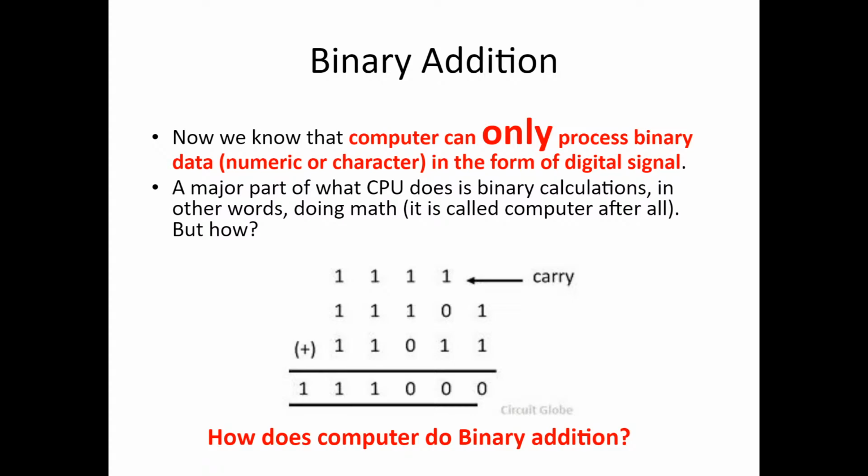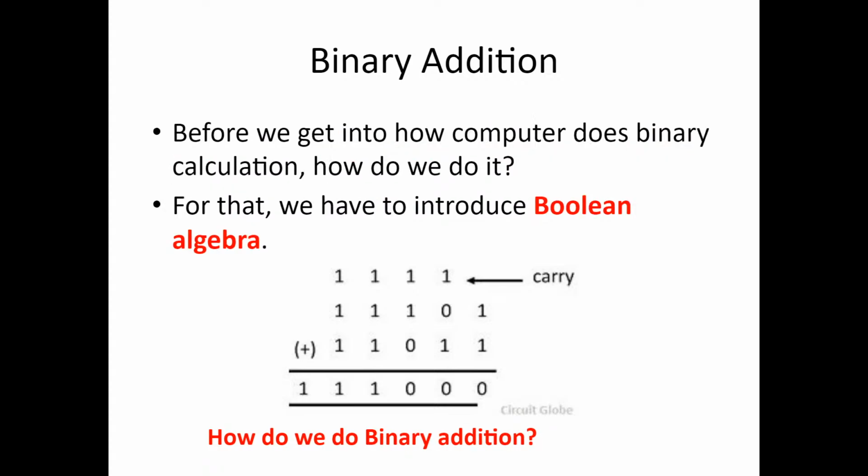Finally, we talked about binary addition. Binary addition is the only calculation that the computer can process, and it does this in the form of digital signals. Before we get into the Boolean algebra stuff, we saw that we could perform this binary calculation ourselves. We can carry just like in base 10, but in binary form, because there are only 0s and 1s as digits.